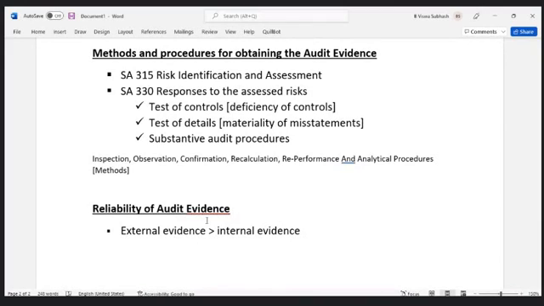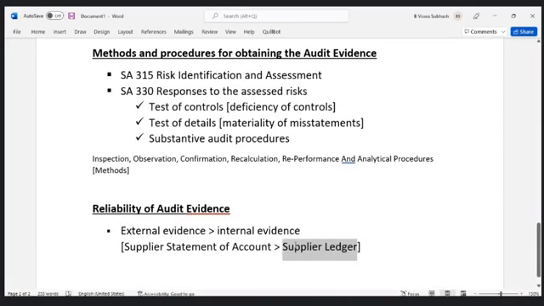What is that? If there is a supplier from whom you have purchased the materials, now the supplier statement of account will be there, and you will have supplier ledger in the entity's books. Supplier ledger is basically your internal accounting. That is the internal evidence. And then you have the supplier statement of account, which is external evidence.